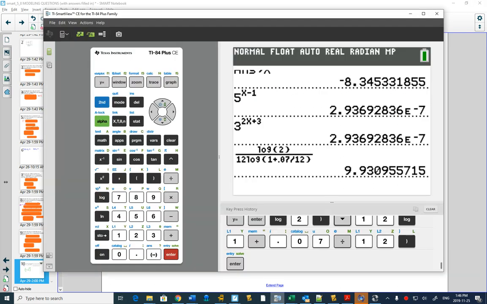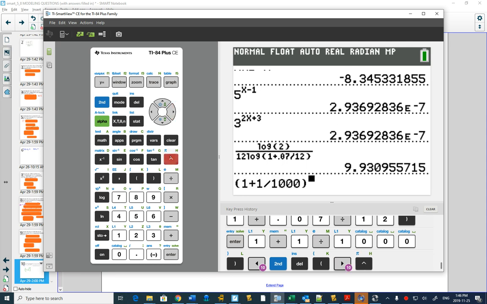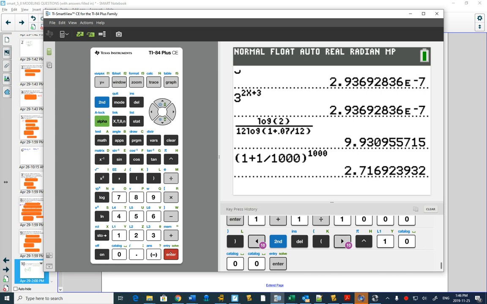So I go to my calculator. I go 1 plus 1 divided by, what's our big number that we want to start with? 1,000? Oh, I need brackets. To the power of 1,000. So my gut says this should be close to 1. Push enter, 2.71. Huh.